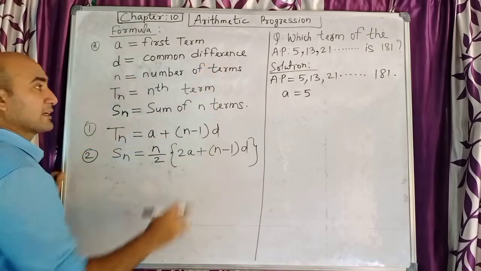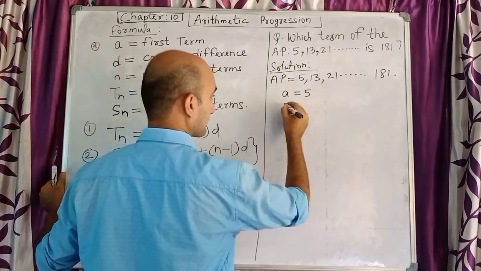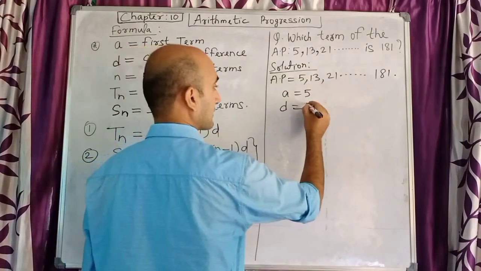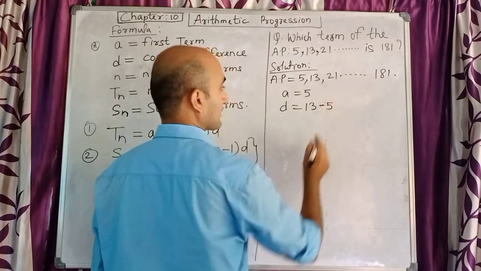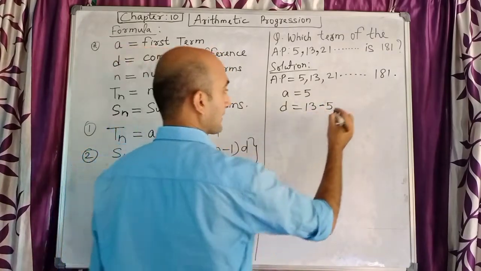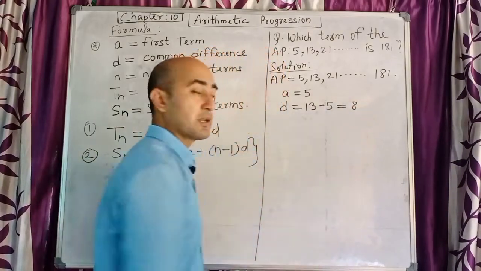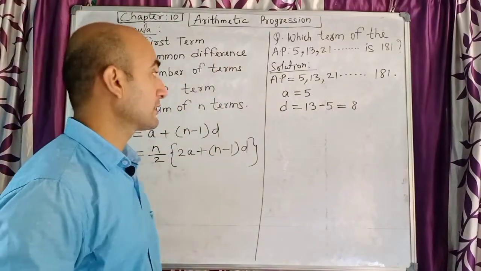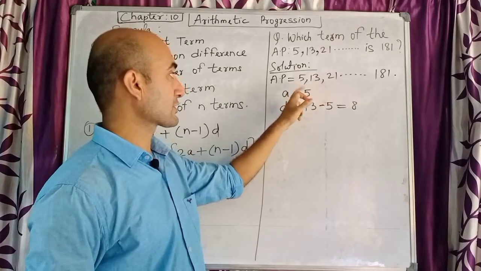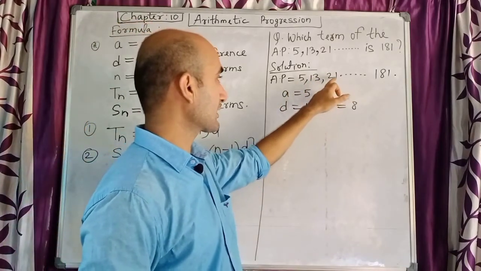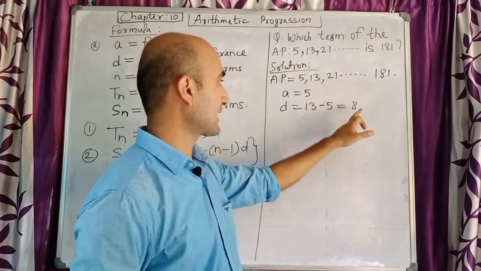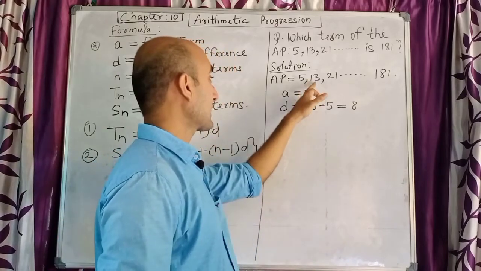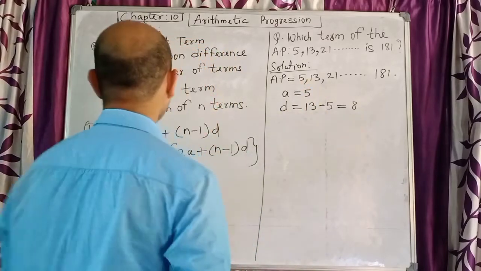Now D is common difference. Subtract the first number from the second, like 13 minus 5. The difference of 13 minus 5 will be 8. So this 8 will be called common difference. D means common difference, which is the difference between second and first. Even you can do third and second because the result will be the same: 21 minus 13 is also 8. But normally what we teach children is to subtract first from second, 13 minus 5 is 8. This is called common difference.